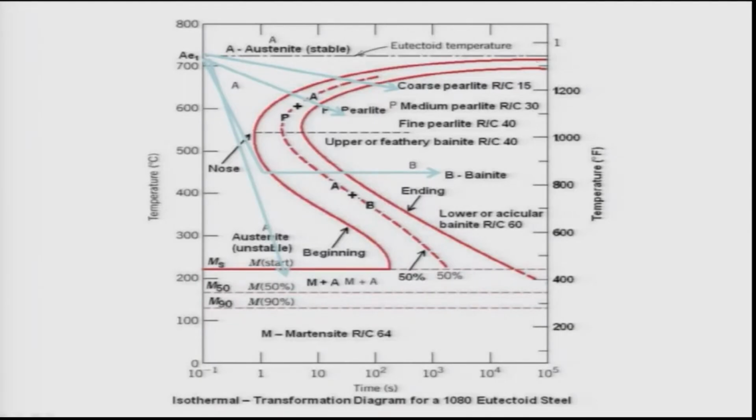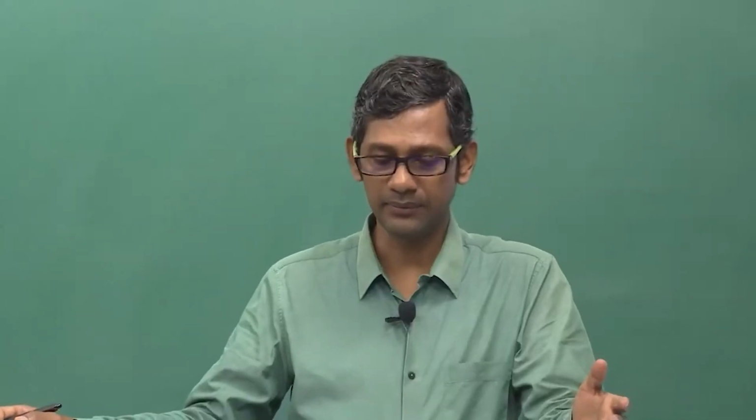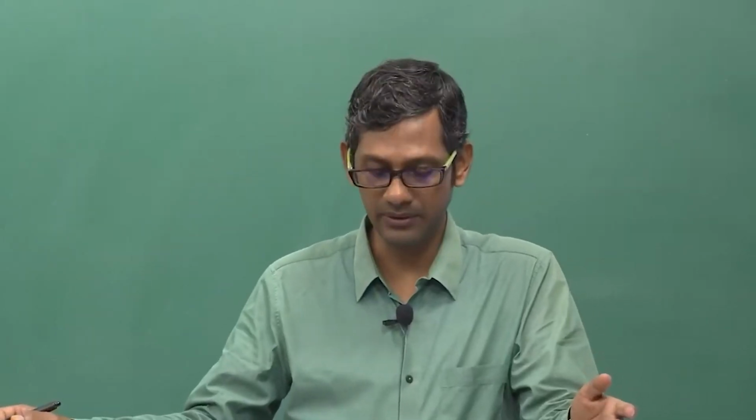Okay. It ends at about 10 to the power 5 seconds again at lower temperature. So at intermediate temperature, it ends at about 10 seconds, you see here. So that means at intermediate temperature the transformation rate is very high, and that is true because at intermediate temperature you have an optimum balance of undercooling and diffusion, that is what dictates the pearlite transformation.